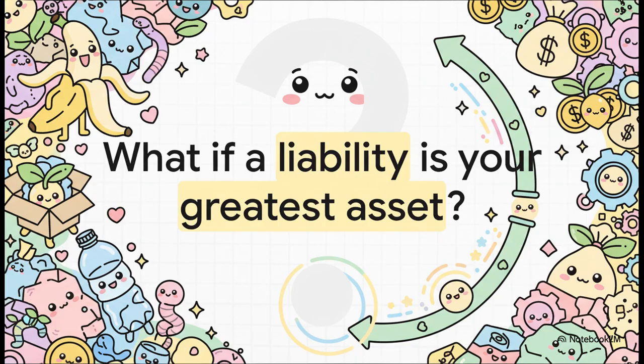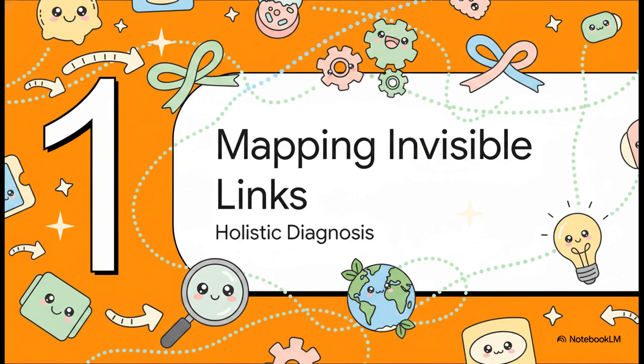So today, we're acting as waste detectives. We're going to uncover that hidden value by learning how to view our industrial liabilities as highly lucrative, sustainable assets. Because the second companies stop paying to dispose of materials and start selling them as resources, the entire economic equation changes. All right, Section 1, Mapping the Invisible Links.